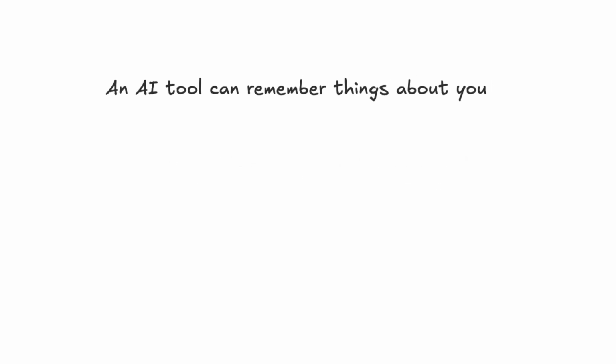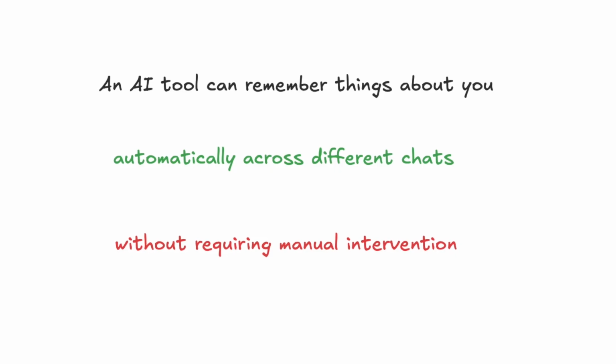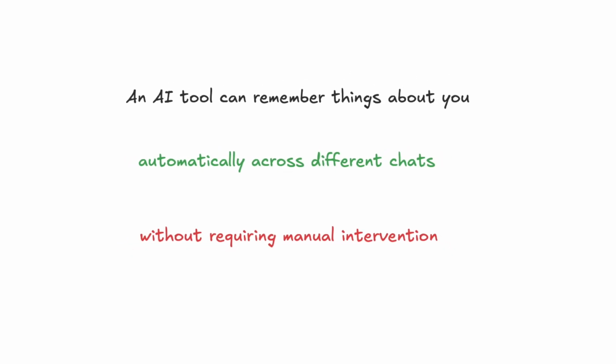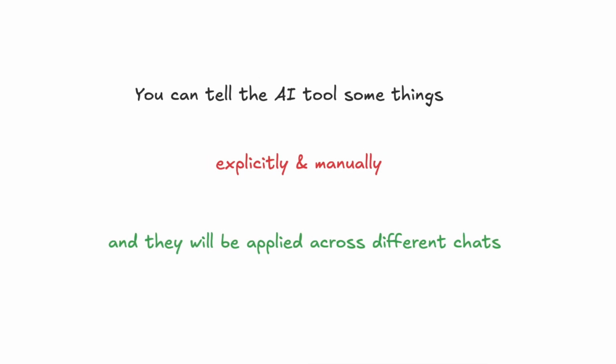We've talked about how AI can remember things about you automatically across different chats, and you've never even had to explicitly ask it to save those things. That's called memory. We've also talked about how you can just tell it things directly, set the tone you want, give it context about yourself. You can do that once and have it carry forward.